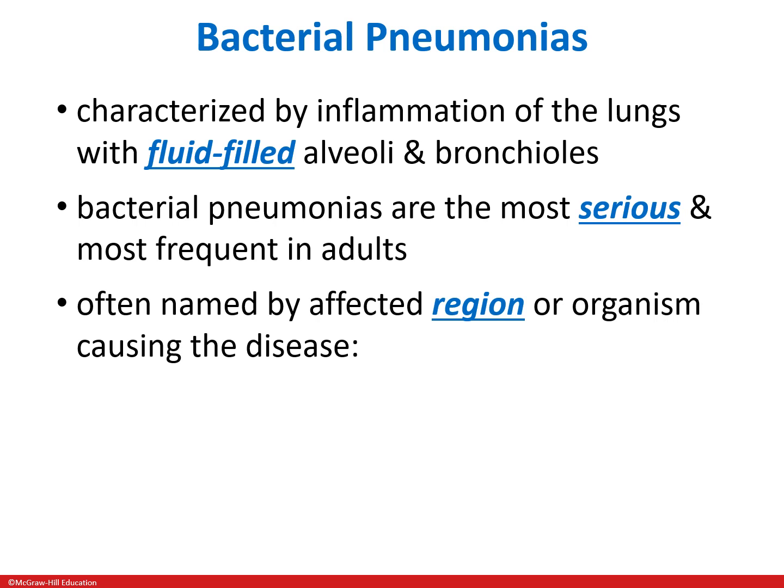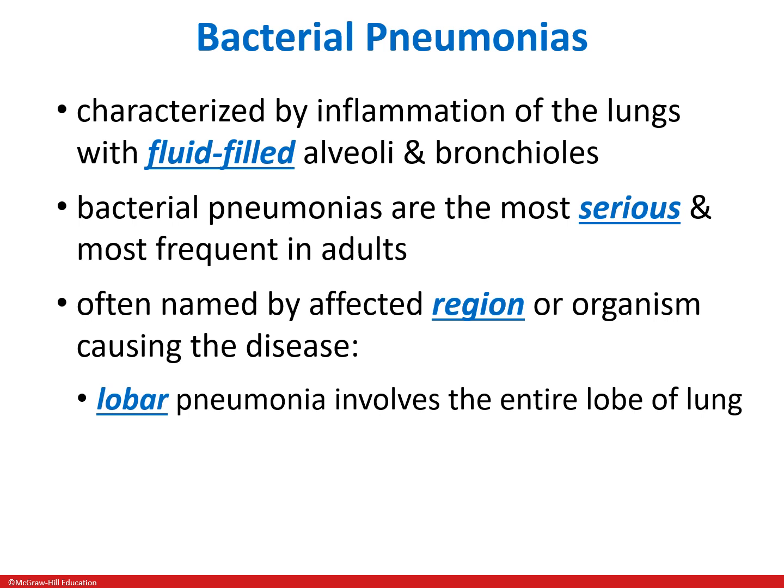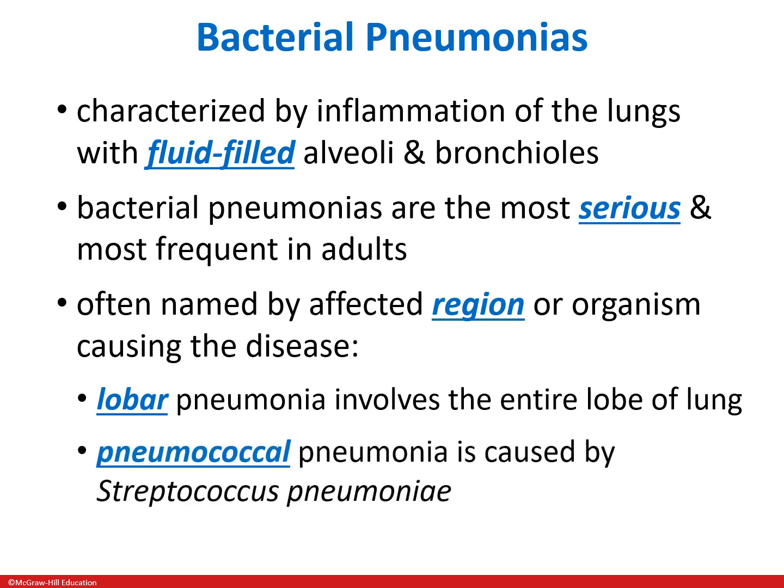But typically they're going to name pneumonia either by the organism that causes the disease or by the region that it's affected. So for example, if they call it bronchial pneumonia, it's going to be in the bronchioles. If it's lobar pneumonia, it's involving essentially the entire lobe or the alveoli of the lungs, as opposed to, for example, pneumococcal pneumonia that we just mentioned, or fungal pneumonia when we get to the next lecture.